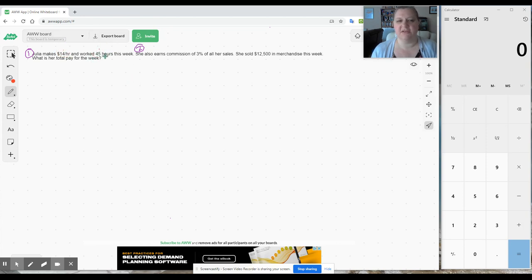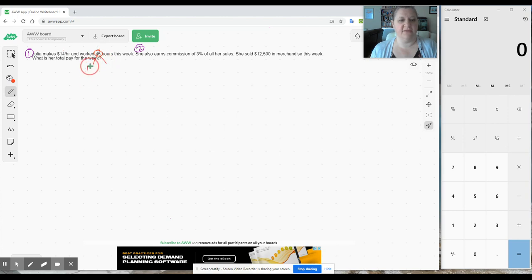So if you're looking at this and going, well, 45 is more than 40, does that mean that she's going to get paid overtime? Well, heck yeah, because that should be an alarm bell for you. You see someone works more than 40 hours per week, your brain should go, hey, that's overtime. So if that's what you thought, then awesome, you did great. So we've got to split this out, right?